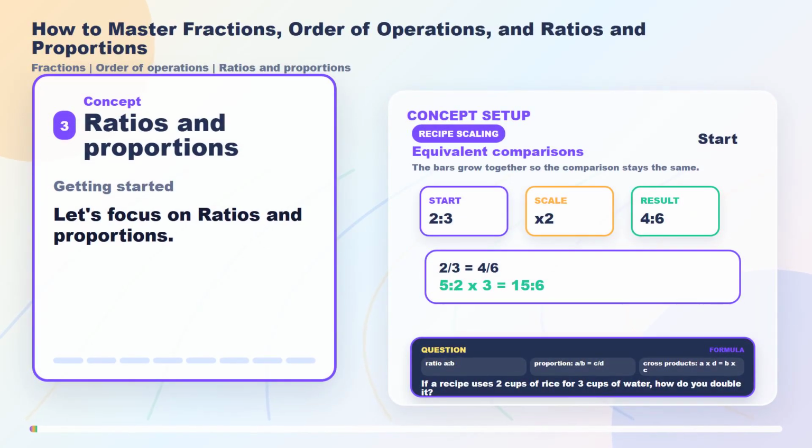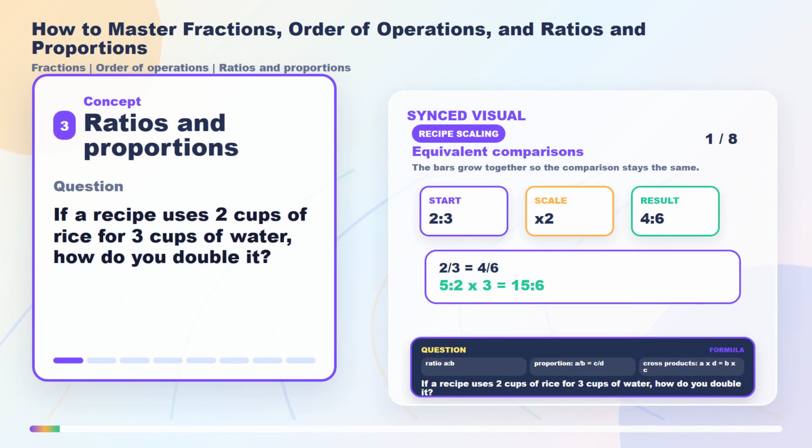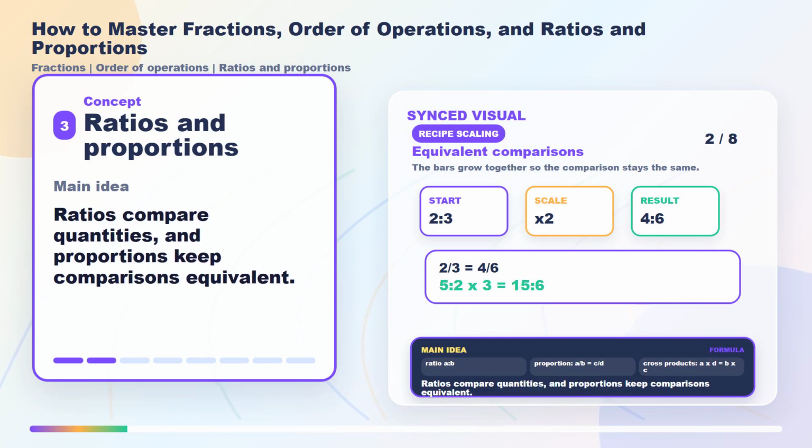Finally, let's connect that to ratios and proportions. Think about doubling a recipe without changing the taste. If a recipe uses 2 cups of rice for 3 cups of water, how do you double it? That question gives us a reason to care before we calculate. A ratio protects a relationship between two quantities. Ratios compare quantities, and proportions keep comparisons equivalent. Before we touch the symbols, we want to know what the numbers are actually describing.